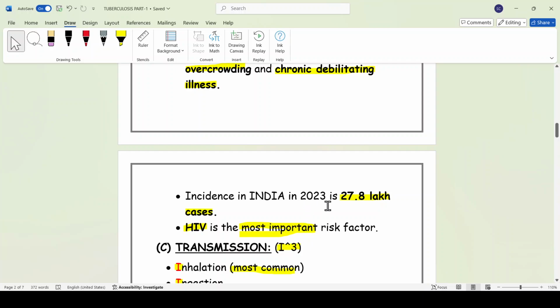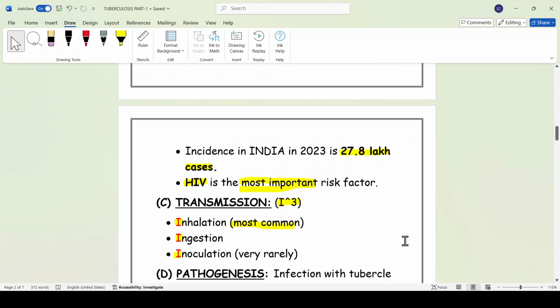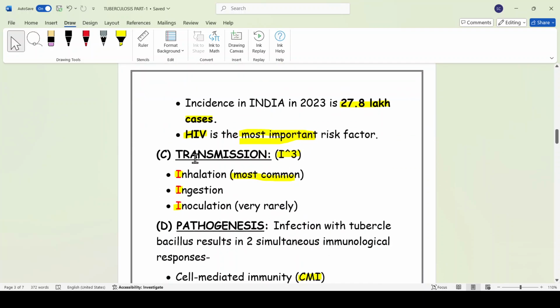If we see the 2023 data, the latest data available, the incidence of TB in India is 27.8 lakh cases. It's not a small number, it's a very huge number, and a very concerning number. Now, moving on to the next part, the transmission. There are three routes by which it can be transmitted, which can be remembered by the mnemonic I3. I3 stands for inhalation, ingestion, and inoculation.